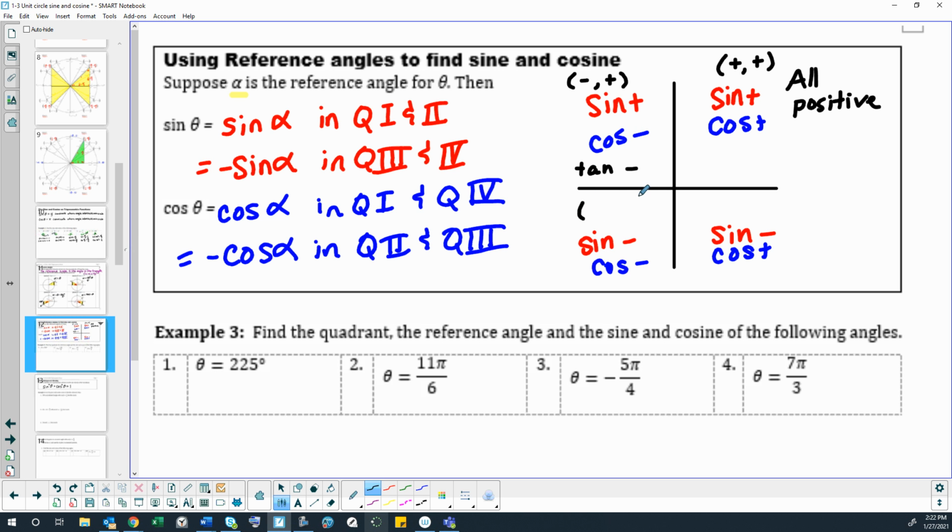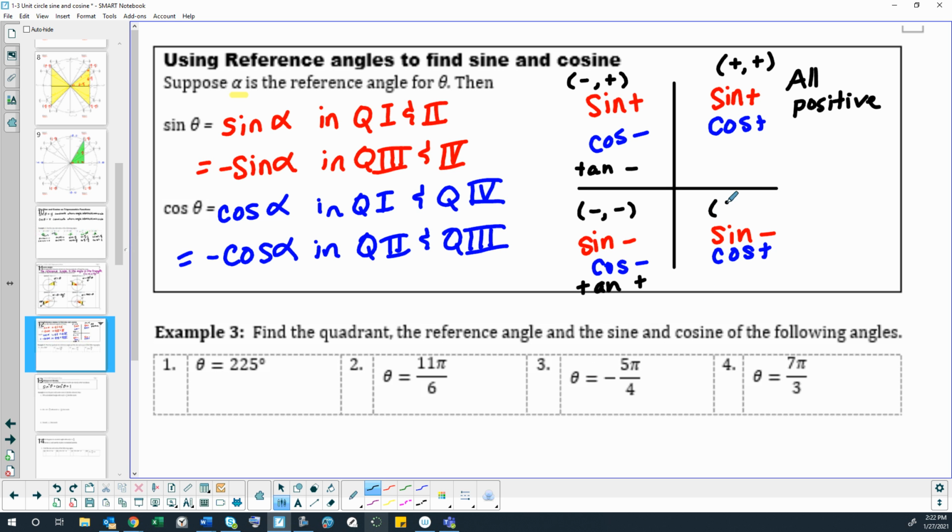In quadrant 3, we have negative x value, negative y value, which means both x and y are negative, so both sine and cosine are negative. But then, since both of our opposite and adjacent sides are negative, if we divide those to get our tangent, a negative divided by a negative is going to be a positive tangent value.